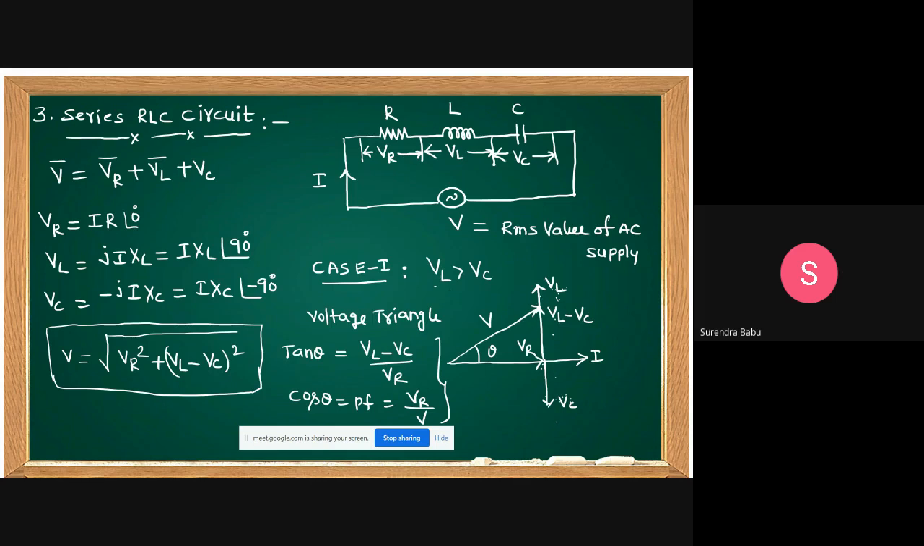The concept is very simple. These two are opposite, and opposite means there is a resultant, which is the difference between these two. That resultant's side depends on whether VL or VC is greater. Here I have taken VL greater than VC, and that's the reason it is on the VL side. Clear, students? This is case 1. I drew the voltage triangle, then the impedance triangle.